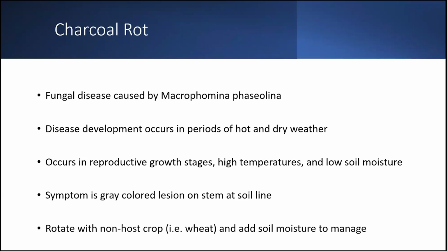If charcoal rot is a problem, rotate with a non-host crop, and if you are able to add soil moisture throughout the season, that is great, but I know most people are not able to irrigate their sunflowers. Wheat would be an example of a non-host crop. So if this is a problem for you, it would be important to do a little bit of research and understand the other crops that this fungus affects.